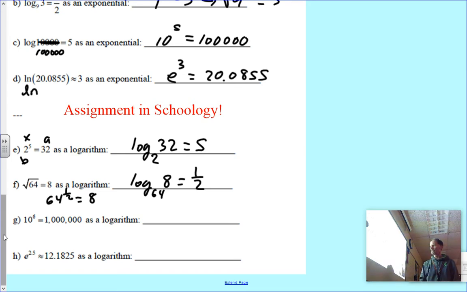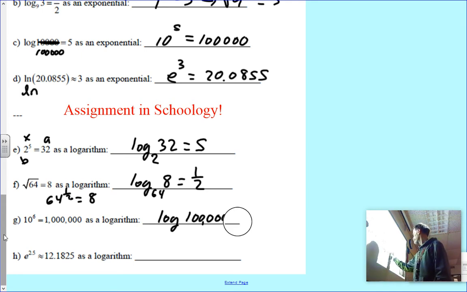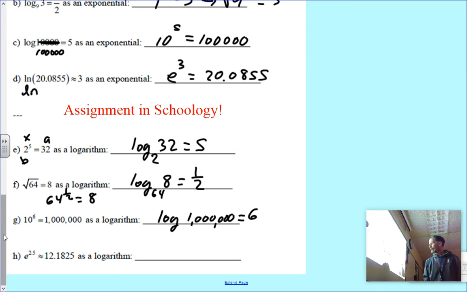For letter G, again, our base is 10, so I don't even need to write the base. I can just write plain old log of 1 million. Just one more 0. Sorry about that. Equals 6. If you put a 10 down here, again, I'm not going to count it wrong, but you will usually not see a 10 written there.